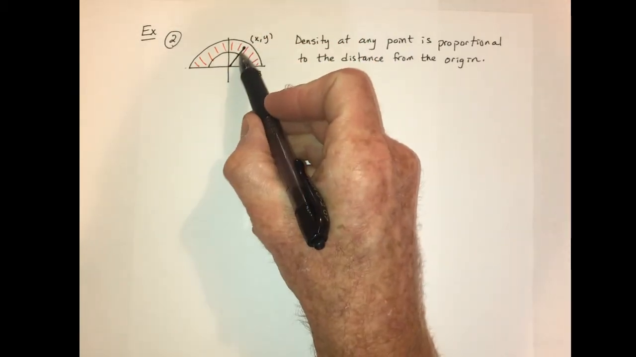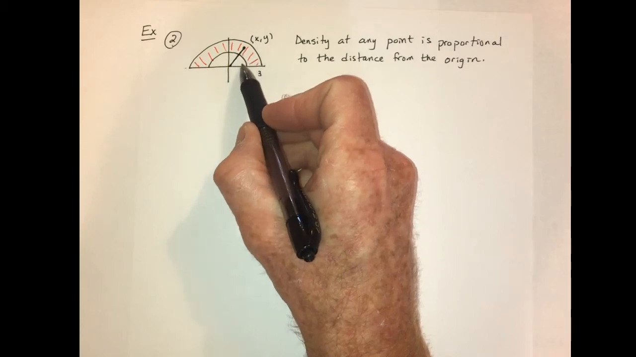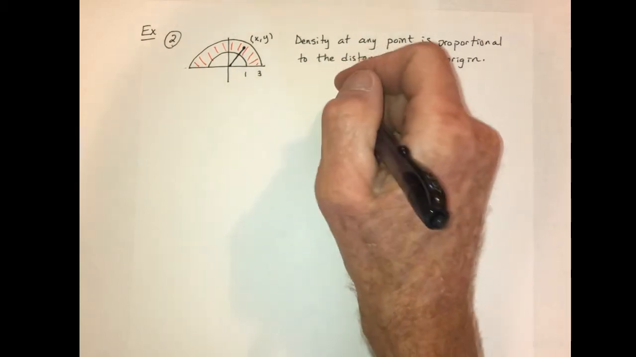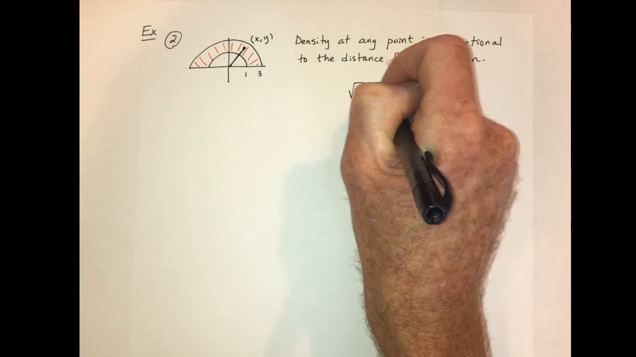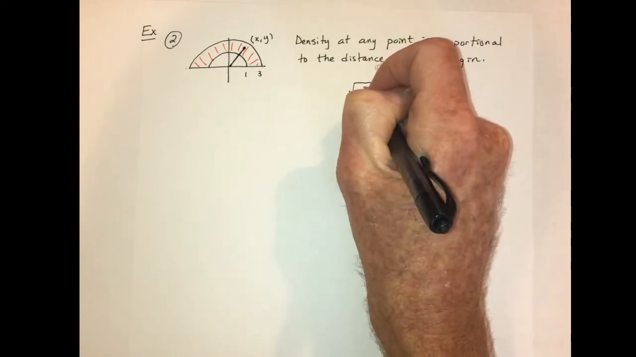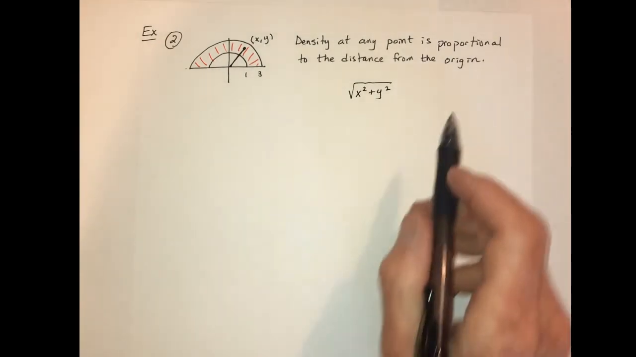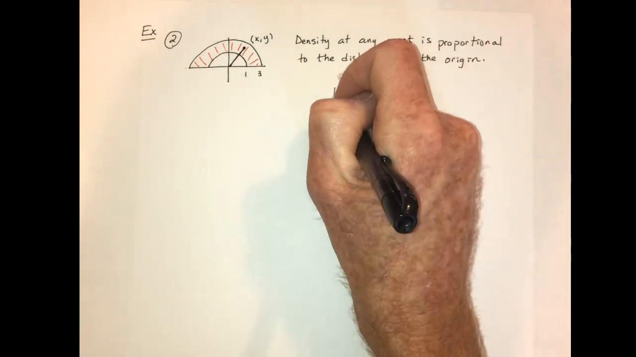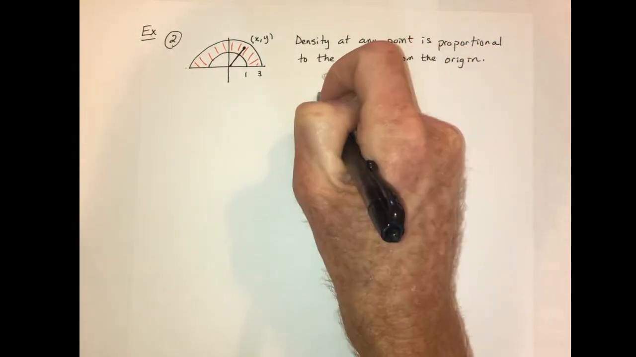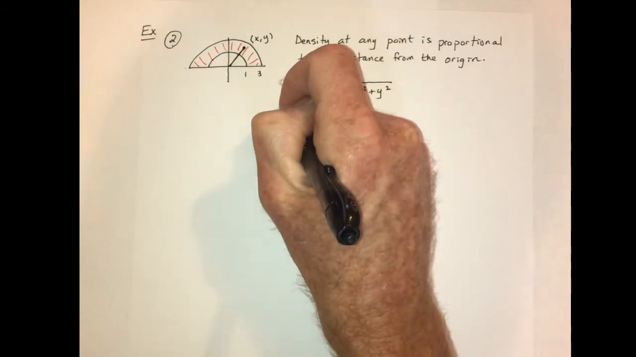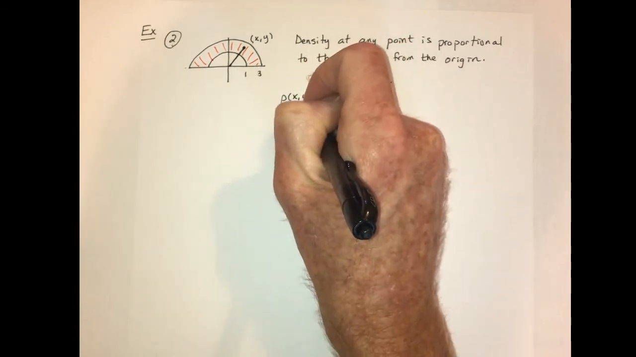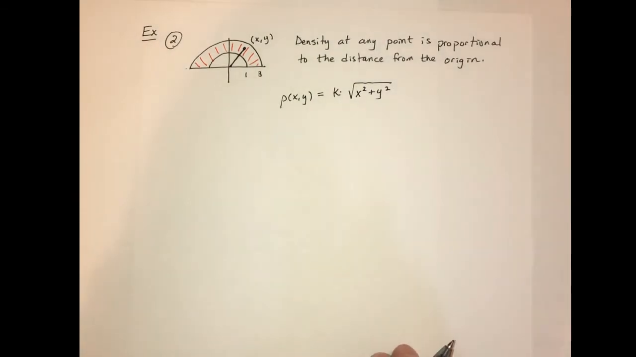So we need the length of this line right here. So you could draw a little right triangle, do the Pythagorean theorem, and you'll find out that the distance from the origin is the square root of x squared plus y squared. And then proportional means that it's a constant times that. And then that's going to be the density function. And next, find the center of mass.